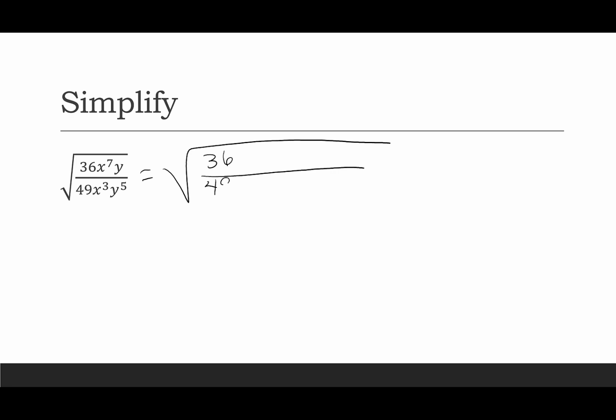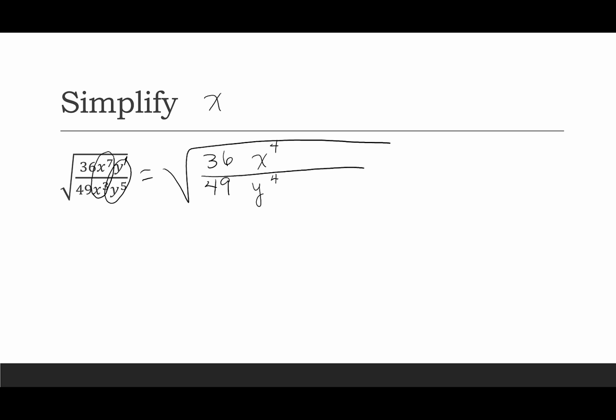36 and 49 cannot be simplified, but when I look at x to the 7th over x cubed, I know I can simplify that to x to the 4th. We did 7 minus 3 is 4. When I look at y over y to the 5th, the 5 is bigger on the bottom, so when I do 5 minus 1 and get y to the 4th, the y stays on bottom.